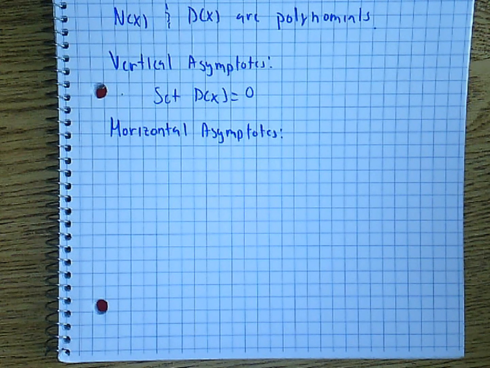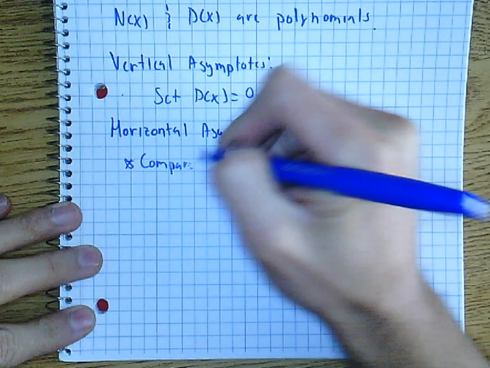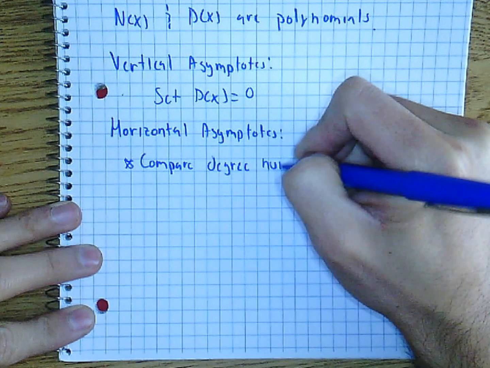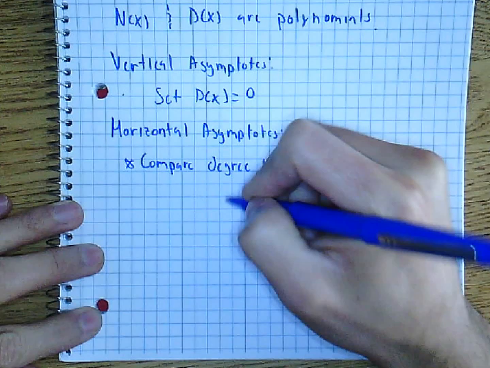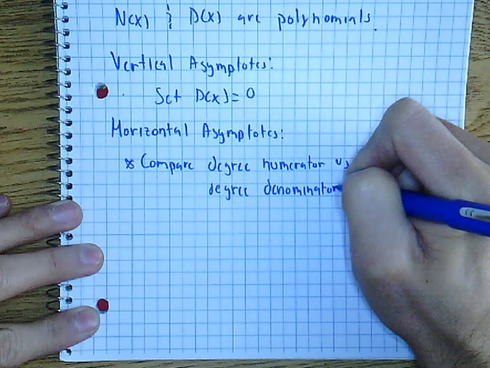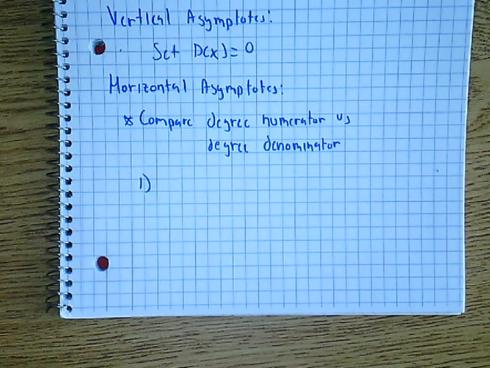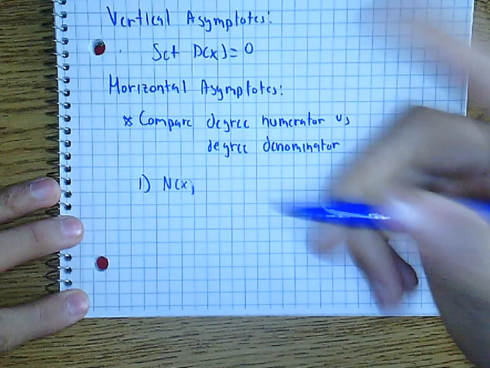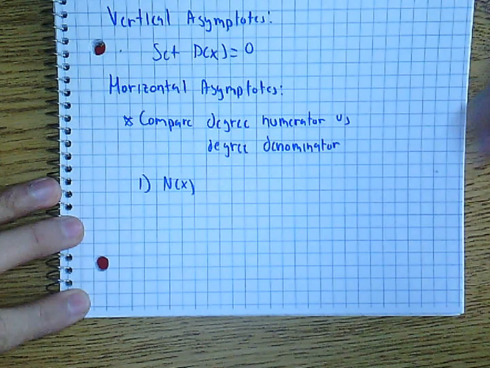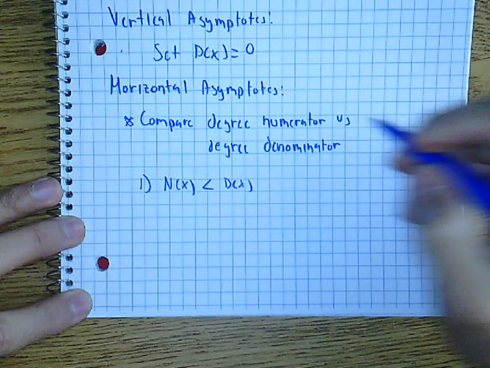So in other words, if you don't know what I'm talking about, let's just go ahead and tell you how to find them. Okay, you have to compare the degree of your numerator versus the degree of the denominator. Okay, and there are three scenarios that could happen logically. The degree of the numerator could be smaller than the degree of the denominator. Does anyone remember what happens when that is true?